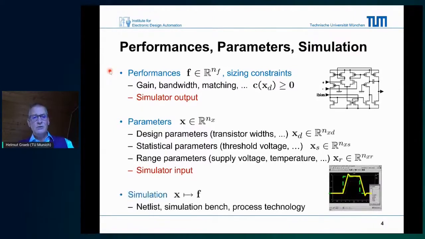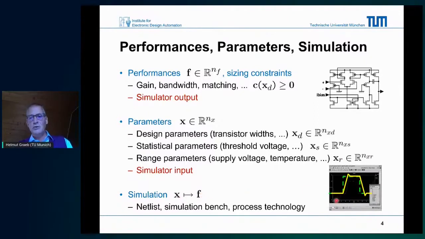And here is what combines both. It's the simulation. The simulation maps a set of values for all the parameters, right? X is all the parameters, and this is the concatenation of the values in the vector for the design parameters XD, XS for the statistical, XR for the range parameters. Now, we put them into a simulation and get out a set of performance values.